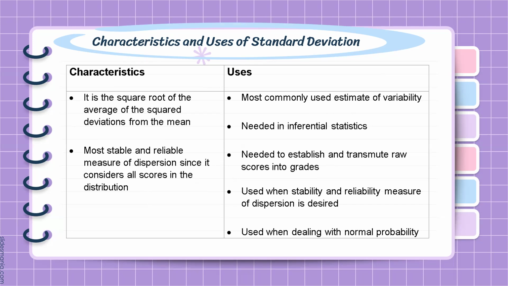It is also needed in inferential statistics, such as in assessing data variability and in estimating population parameters. It is needed in establishing and transmuting raw scores into grades. And it is also used when a stable and reliable measure of dispersion is desired, and when dealing with normal probability or distribution.